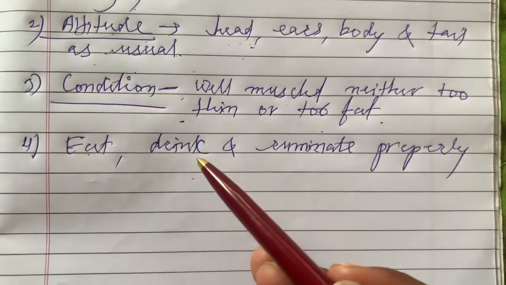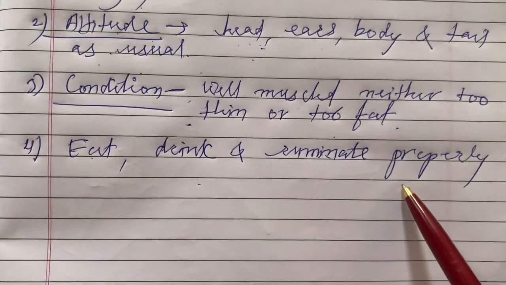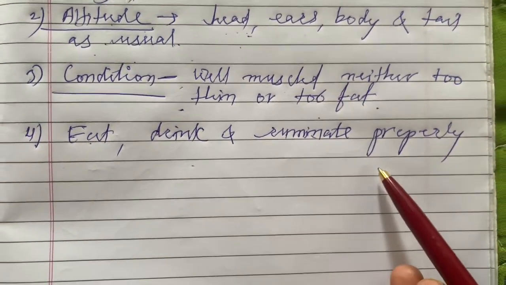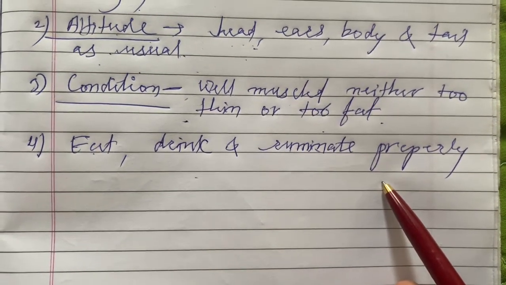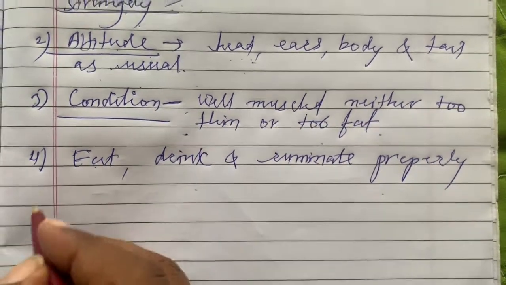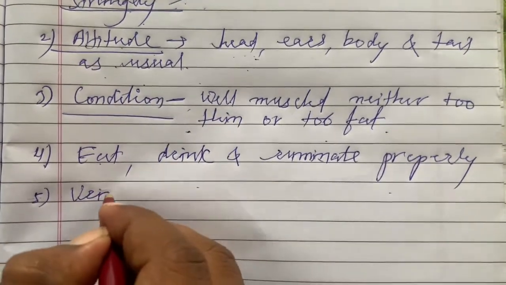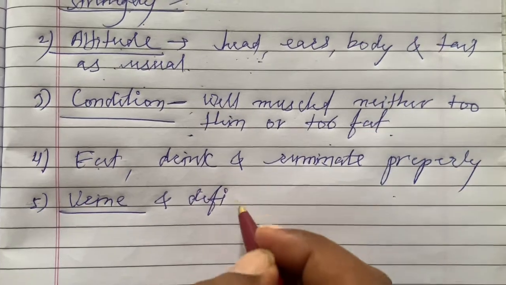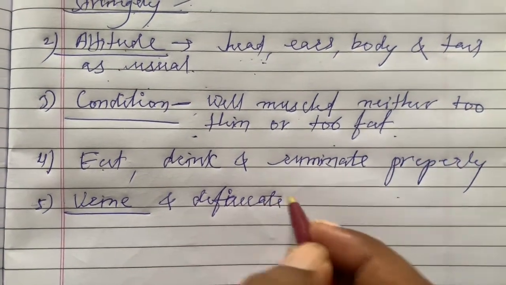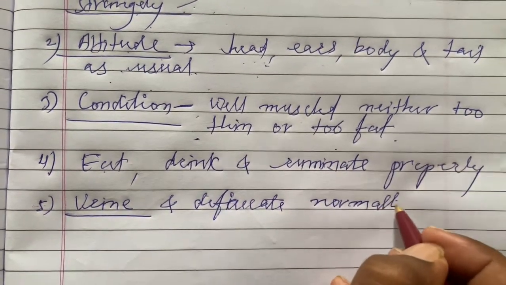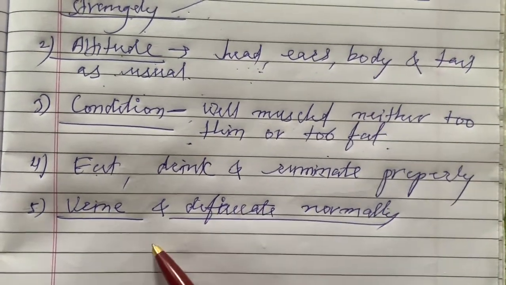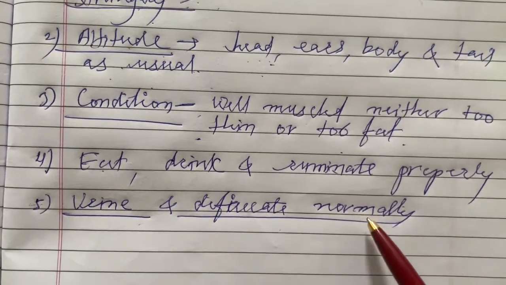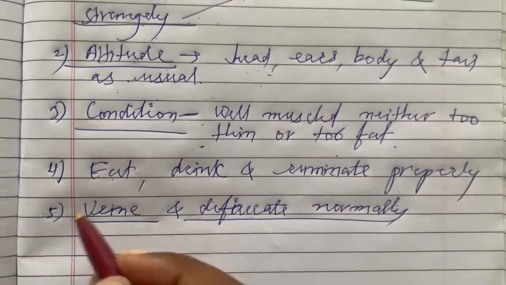If the animal is not eating, not drinking, not ruminating properly, we may say that the animal is suffering from some kind of disease. So this is the fourth point on which basis we may say that the condition of animal is not normal. Then the fifth point, we have to observe, does it urinate or defecate normally? If we find that it is not normal, we may say that the animal is again suffering from some kind of disease. So this is the fifth point.